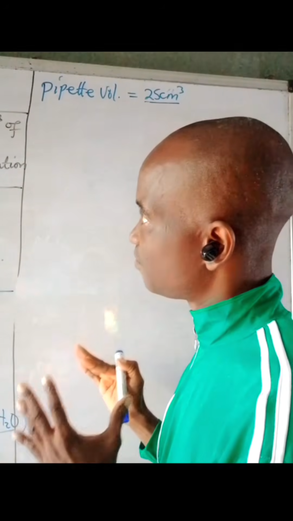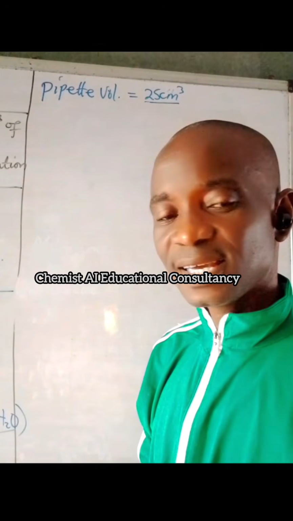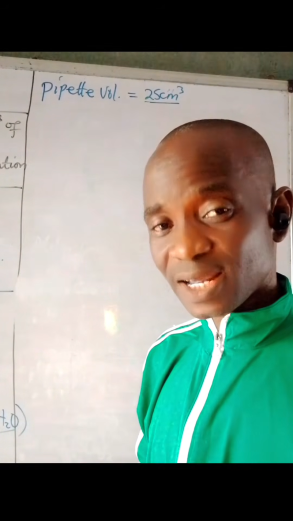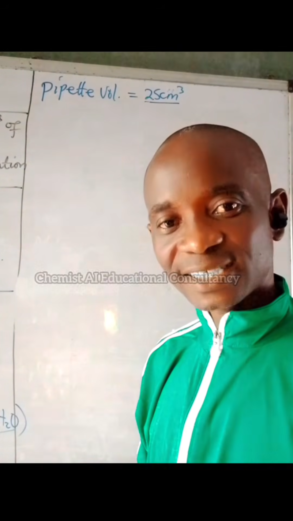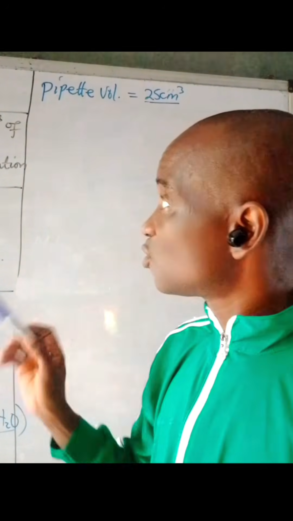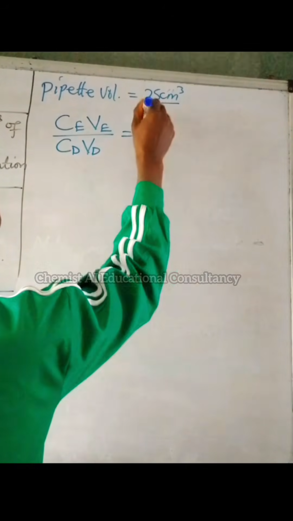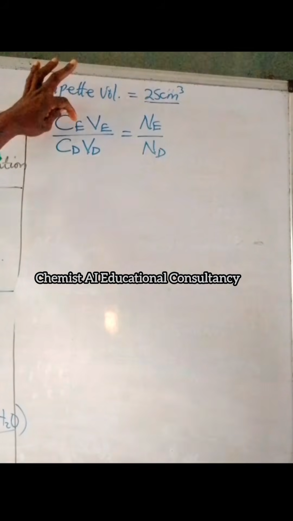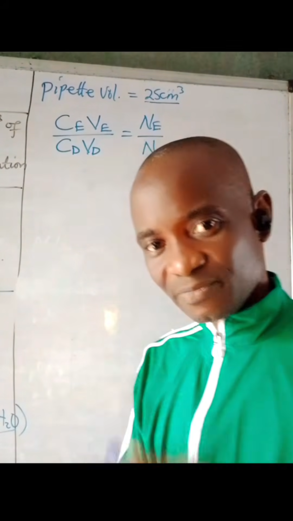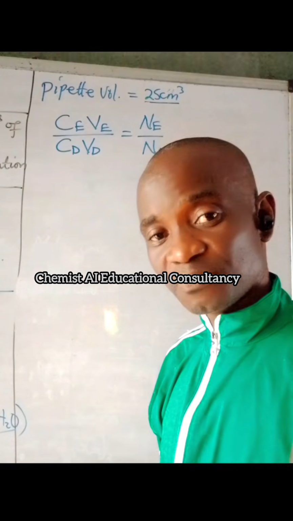In this alternative B, D is ethane dioic acid, which will be in the pipette, right? E is potassium permanganate, which will be in the burette, which means you mention the reagent that will be in the burette first, which is E, before the one in the pipette, which is D. CeVe over CdVd equals Ne over Nd. Our E is potassium permanganate, which is the oxidizing agent that should be in the burette. And our D is the oxalic acid or ethane dioic acid that should be in the pipette.